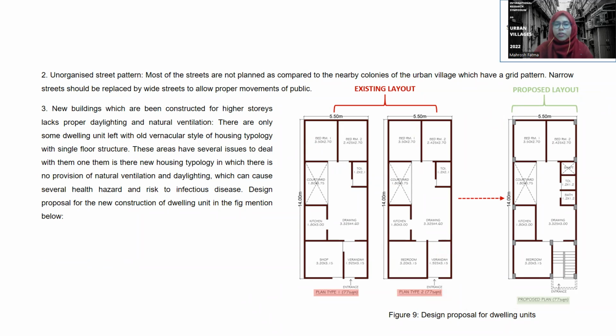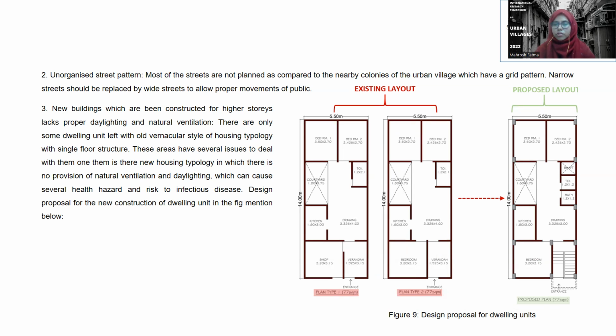Second point is the unorganized street pattern. Most of these streets are not planned, as compared to nearby colonies of the urban village, which have a grid pattern. Narrow streets should be replaced by wide streets to allow proper movement of the public. Third, new buildings which can be constructed for higher stories lack proper daylighting and natural ventilation. There are only some dwelling units with the old vernacular style of housing typology with single floor structure. These areas have several issues to deal with. One of them is a new housing typology in which there is no provision of natural ventilation and daylighting, which can cause several health hazards and risk of infectious disease.